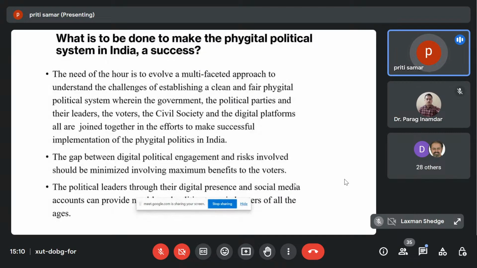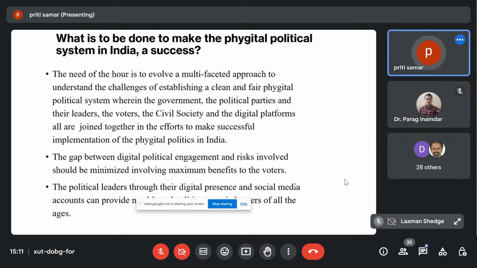The conclusion is, what is to be done to make the phygital political system in India a real success? The need of the hour is to evolve a multifaceted approach to establish a clear and fair digital political system, wherein all the stakeholders, the government, the political parties, their leaders, the voters, the civil society, as well as the digital platforms, are joined together in efforts to make successful implementation of digital politics in India. Then there is a need that the gap between the digital political engagement and risk involved should be minimized, and there is a need to give maximum benefits to the voters.